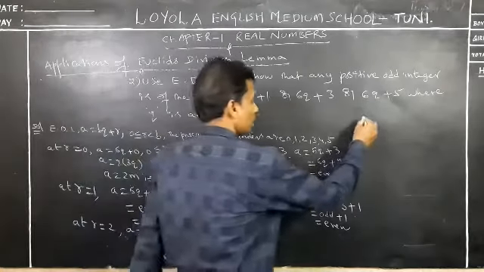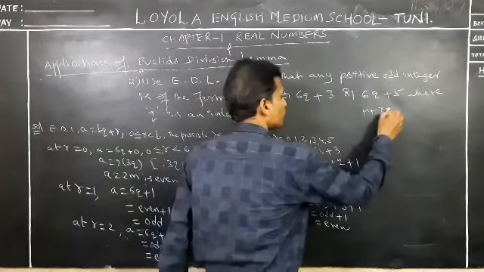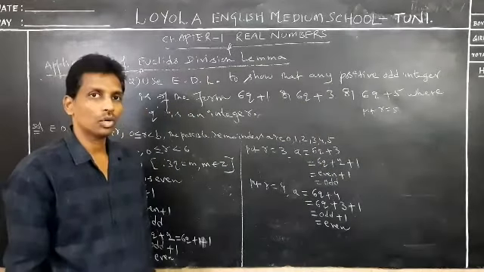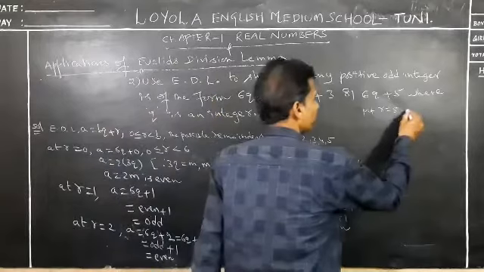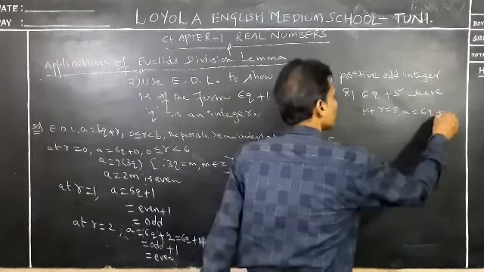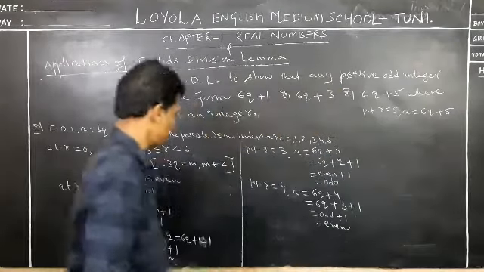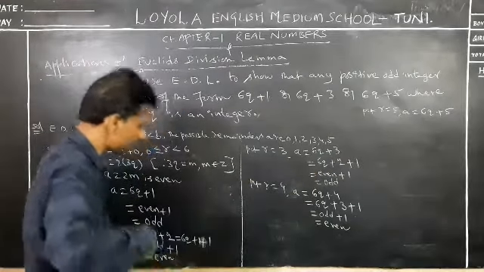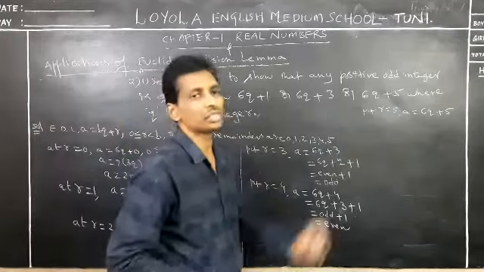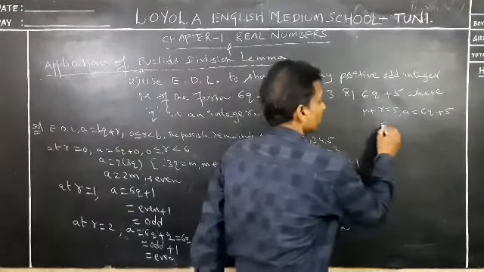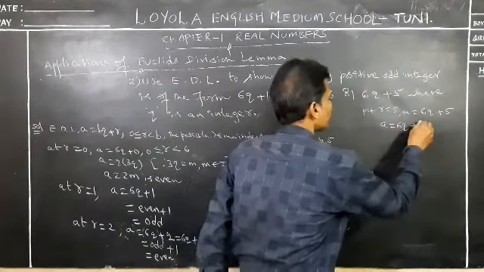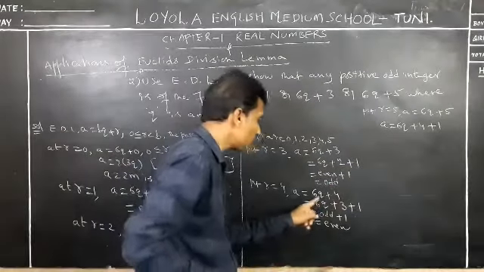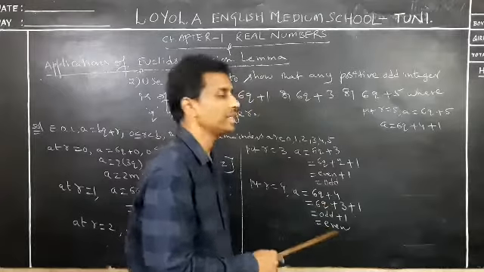Now put r is equal to 5 and see what will happen. A is equal to 6q plus 5. From these three steps, you know how to split this condition. A is equal to 6q plus 4 plus 1, because we know 6q plus 4 is even.